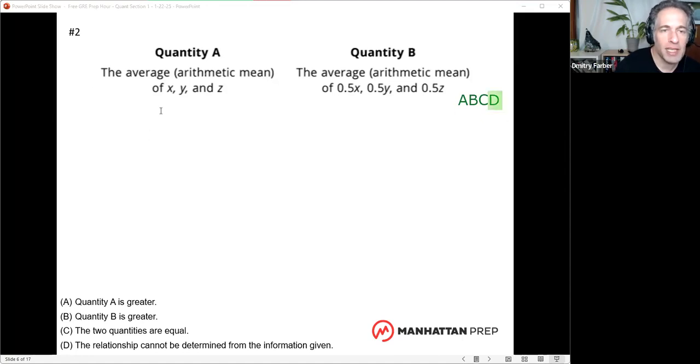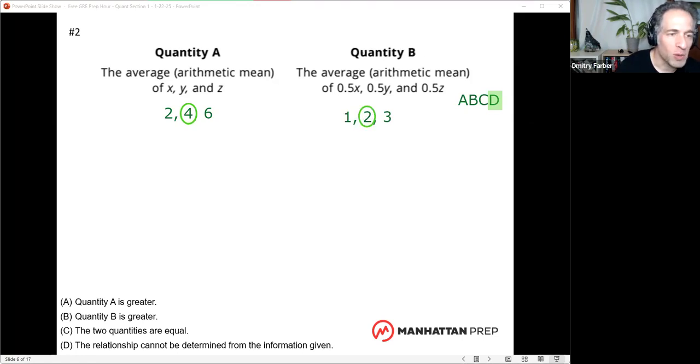Well, first, I can just pick really easy numbers. Let's say X, Y, and Z are 2, 4, and 6, right? I can know that the average is the one in the middle, or I can add them up and divide. 6 plus 4 plus 2 is 12, divided by 3 is 4. That's the average. And so what would half be? 1, 2, and 3. The average is 2. So clearly, A can be bigger.